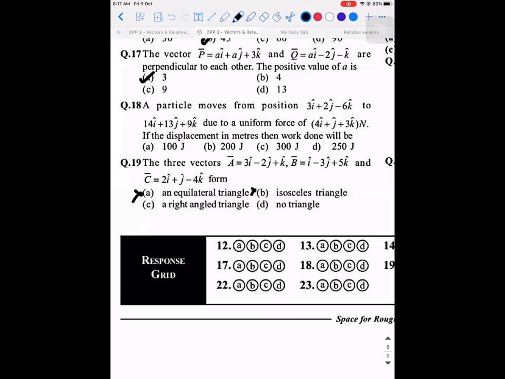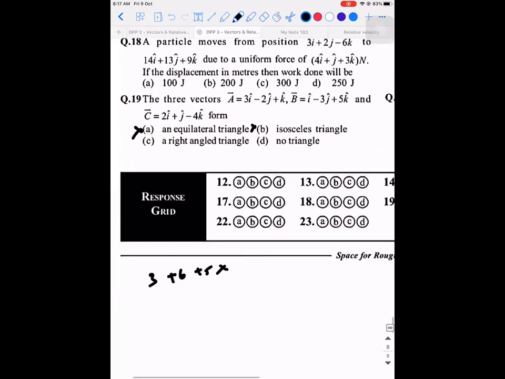For that you do the dot product between all the vectors and see. A vector dot B vector is 3 plus 6 plus 5. It's not 0. A vector dot C vector is 6 minus 2 minus 4. Yes, it is coming out to be 0. So A vector and C vector are perpendicular to each other, so it forms a right angle triangle. Did you guys understand what I did? Yes, sir.